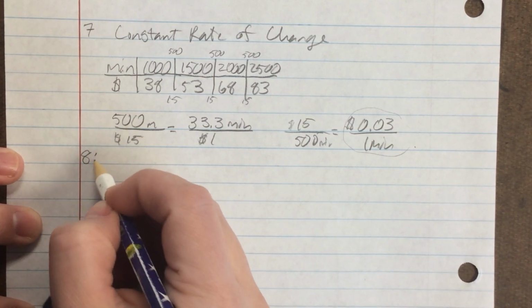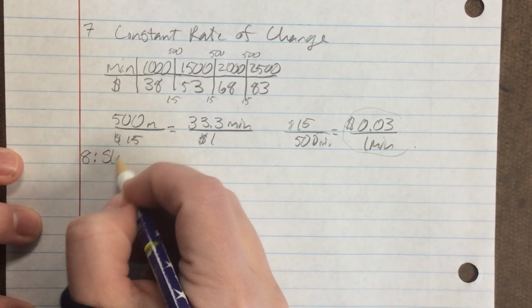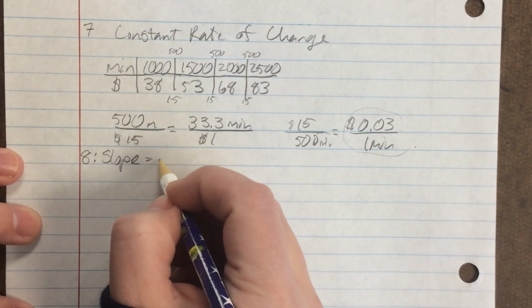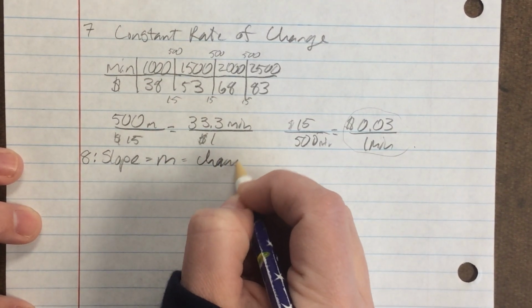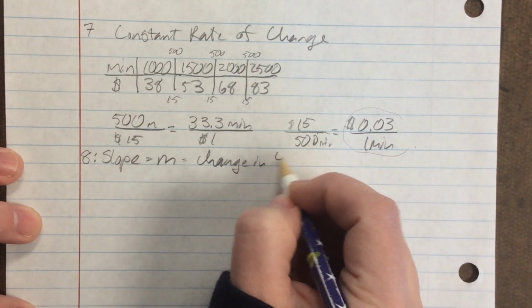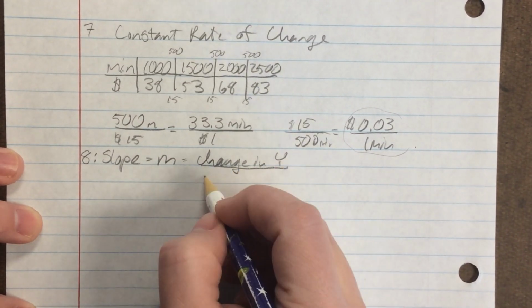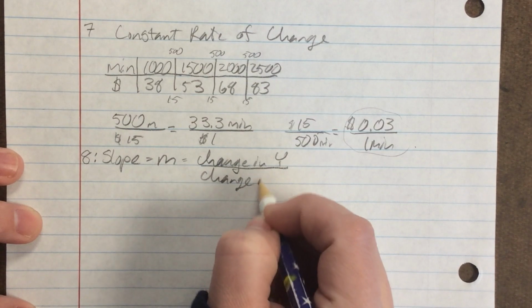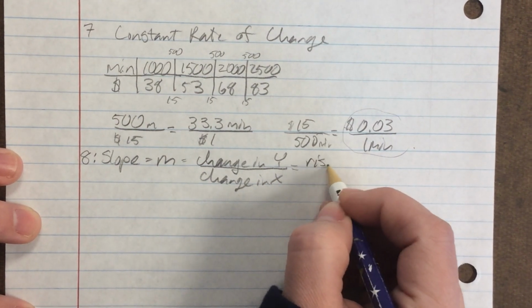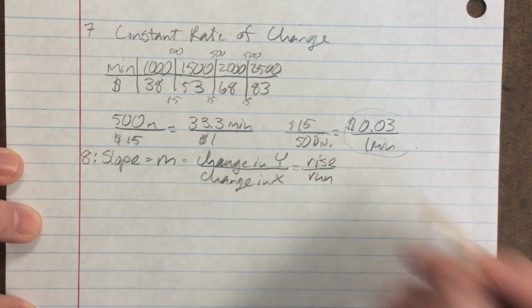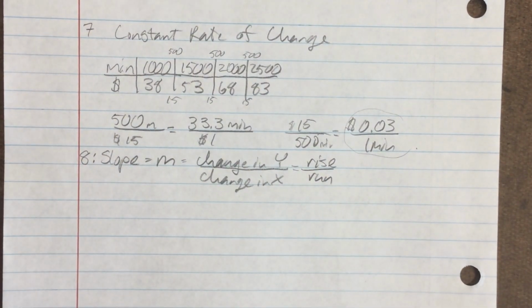Okay, chapter 8 was on slope. Remember, slope is m. It's the change in y over the change in x, or it's the rise over the run. Yes, I make you guys write this down a whole lot of times because it's super important.